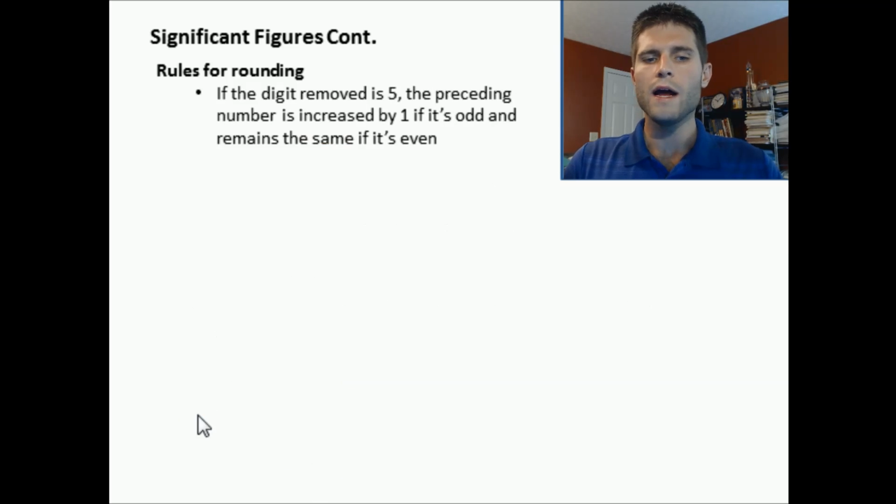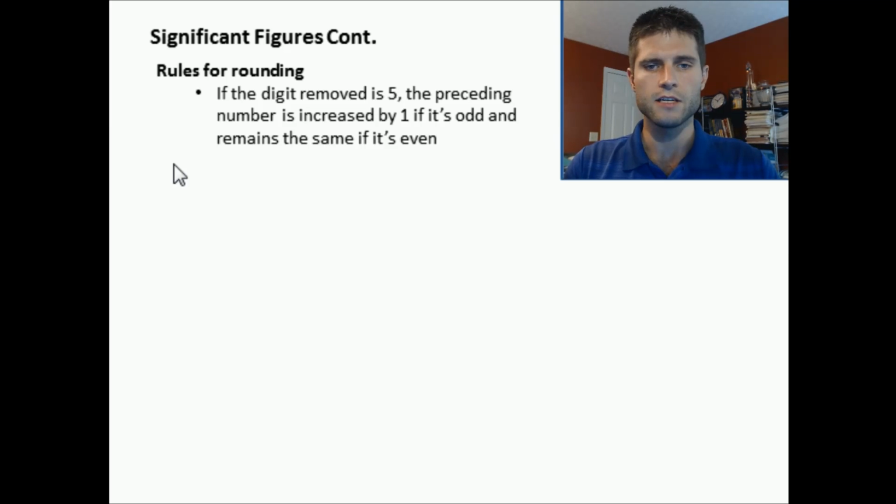Now what happens if the number that we're taking away, that we're dropping, is 5? The rules go as this. The preceding number is increased by 1 if it is odd, and it remains the same if it is even. So an easy way to remember this is chemists like things even. If whatever's left over after you remove the 5 is odd, you make it even and you round up. If it is even, you leave it alone.